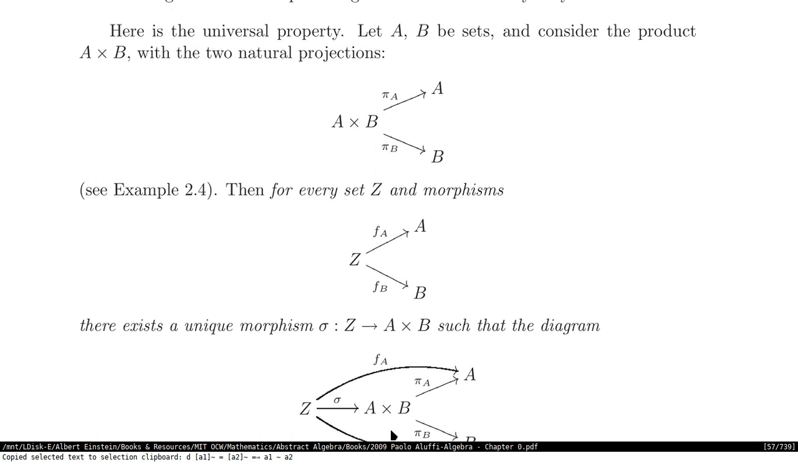So here is the universal property. If you have two sets A and B, consider the product A cross B and its two natural projections, which we've talked about, right? Pi A and Pi B, going from A cross B to A and to B.